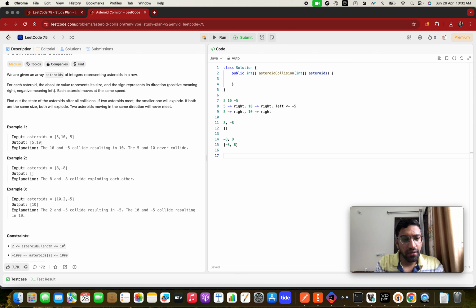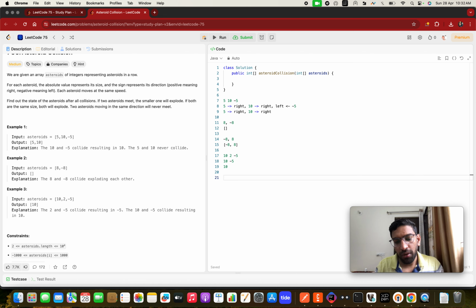For the third test case, 10 and 2 and minus 5. So this negative 5 first collides with 2, and 2 has the smaller size. So after the first collision, it will look like this. Minus 5 will survive, and after 10 and minus 5 collide, the 10 will survive. So the output will be 10. Right? So let's come to the solution part. How can we solve this problem statement?